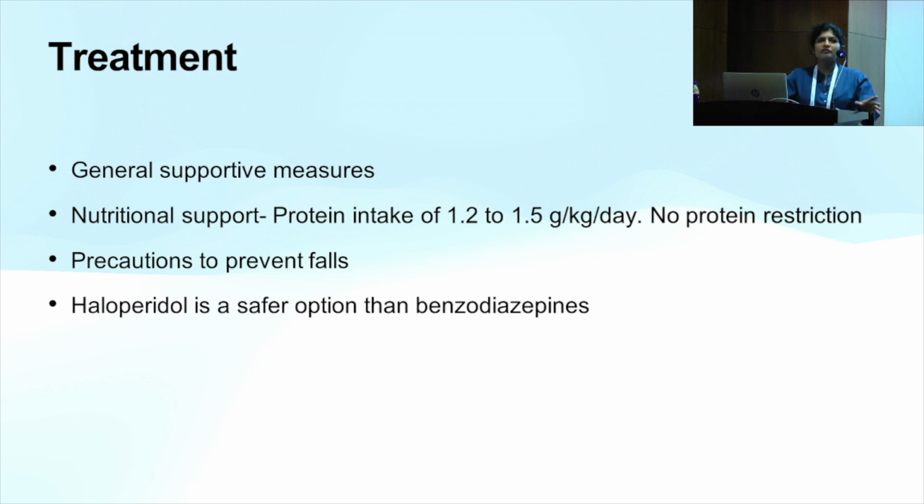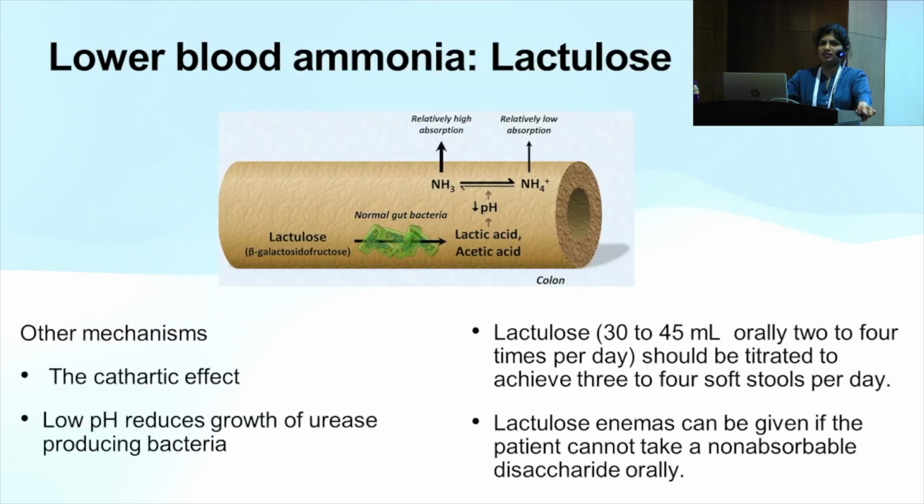Then supportive measures: a patient with encephalopathy might require intubation. Nutritional support: as per the recent guidelines for hepatic encephalopathy in a chronic liver failure patient, protein restriction is not recommended. 1.2 to 1.5 gram per kg per day of protein is advised for these patients. Then you might have to take care of the patient, like preventing falls. Haloperidol may be given for the restlessness.